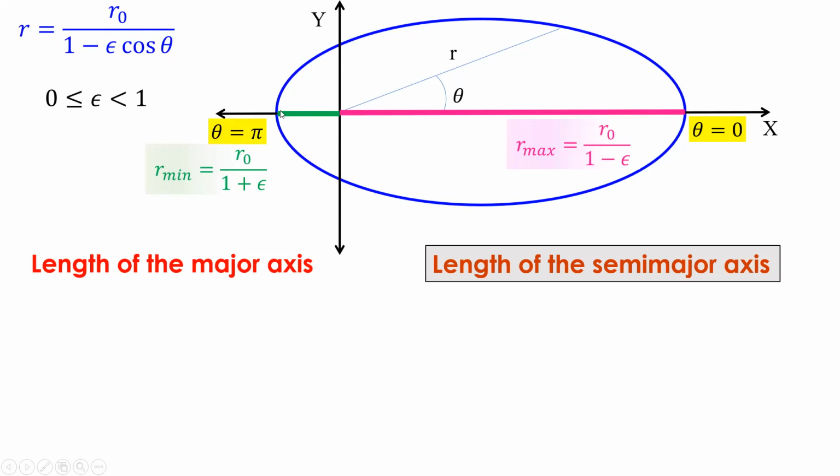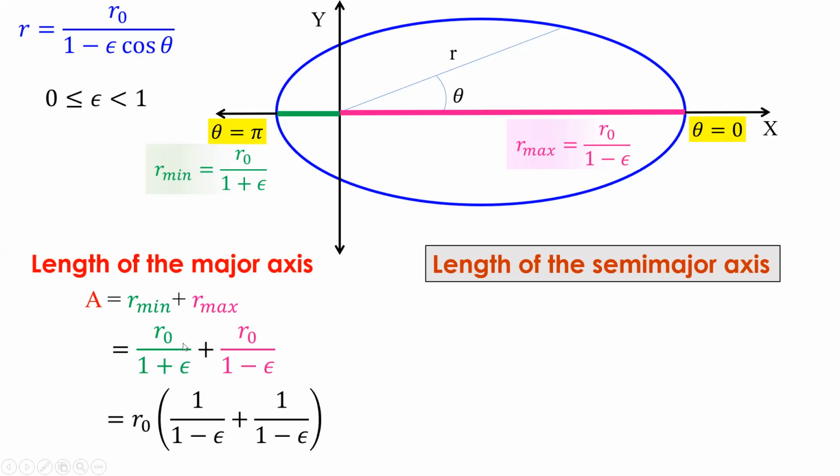So the length of the major axis will be the sum of r minimum and r maximum. When we substitute those values, take r naught outside and simplify, we will get the value of the major axis, that is 2 r naught divided by 1 minus epsilon square. The semi-major axis will be half of this quantity. That means a equals r naught divided by 1 minus epsilon square.